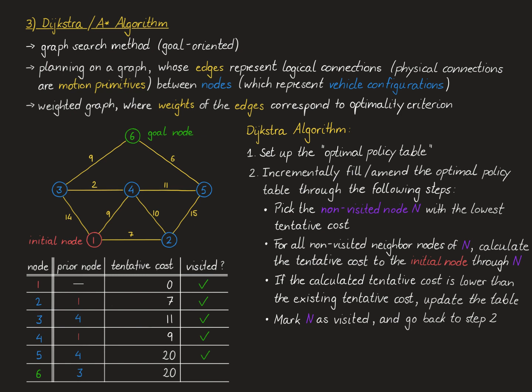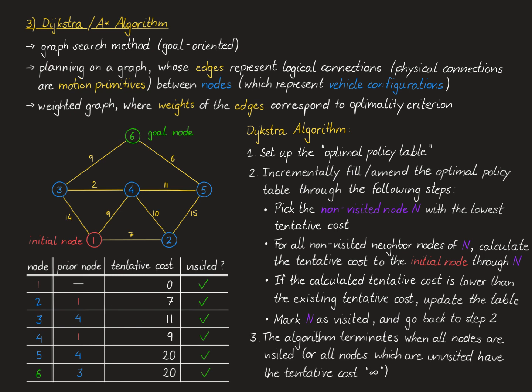Now we only have one node left, which is node 6, so any considerations for node 6 will not change the optimal policy table and we are done. In general terms of the algorithm, this means that it terminates when all the nodes are visited, like in our example here, or alternatively, all nodes which are unvisited have the tentative cost infinity.